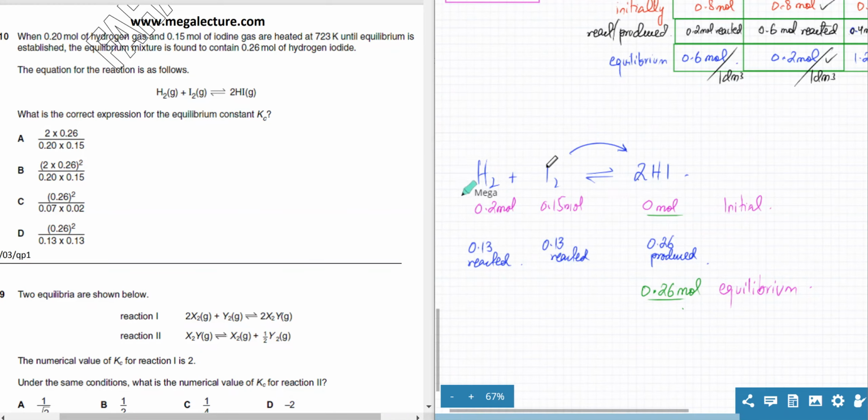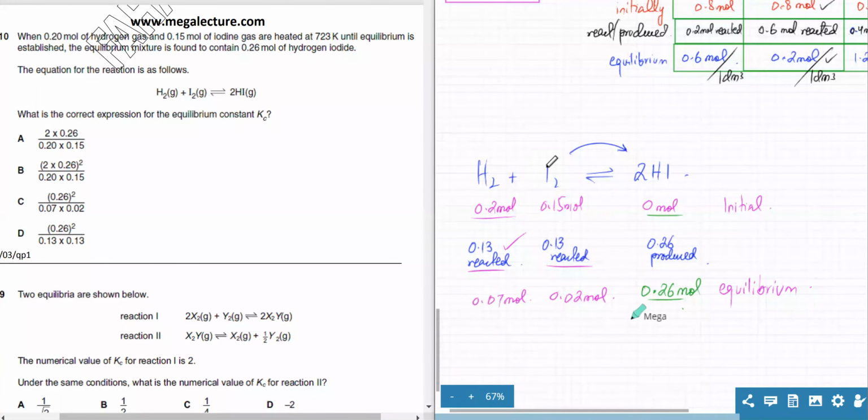So coming back to the answer, you started off with 0.15 moles of iodine, and now you have 0.13 that have reacted. So you're left with 0.02 moles. Mics, please turn off. So it's going to be 0.02 moles. And over here, you started off with 0.2 moles, 0.13 have reacted. That means you're left with how much? 0.07 moles. And those are your equilibrium moles.